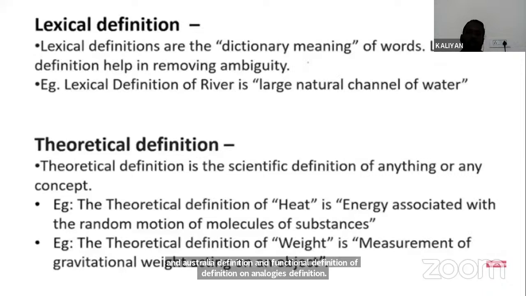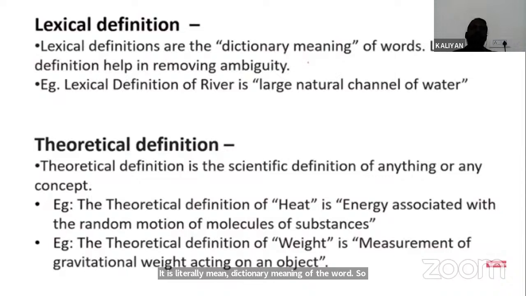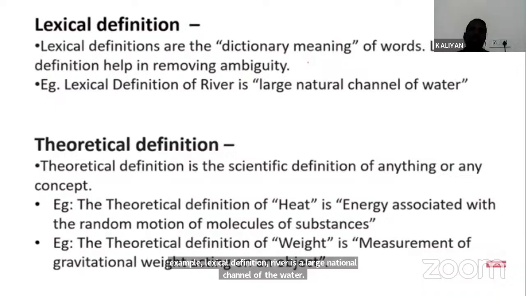So what is meant by the lexical definition? It literally means the dictionary meaning of the words. So a lexical definition helps remove ambiguity. Example, lexical definition: a river is a large natural channel of water. So a lexical definition is literally a dictionary definition.